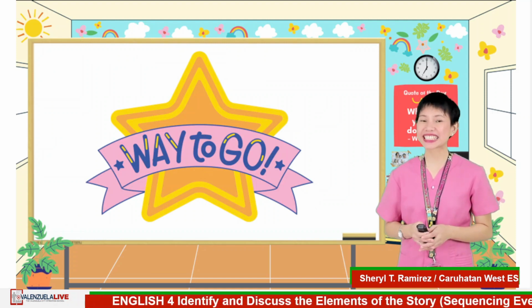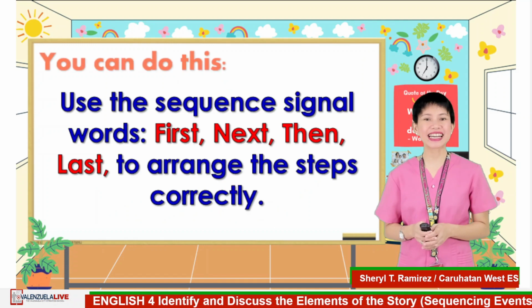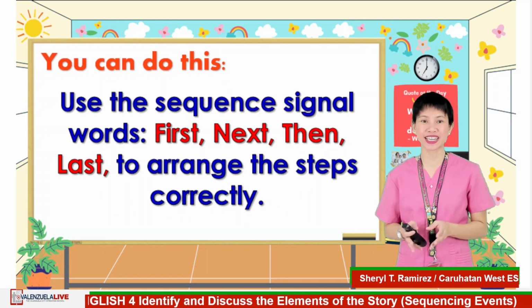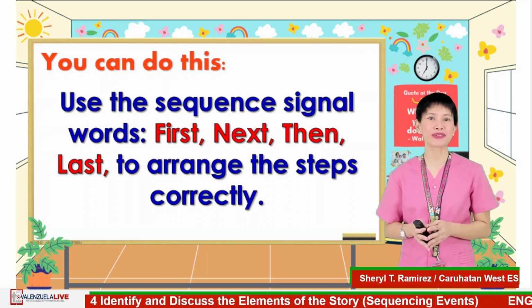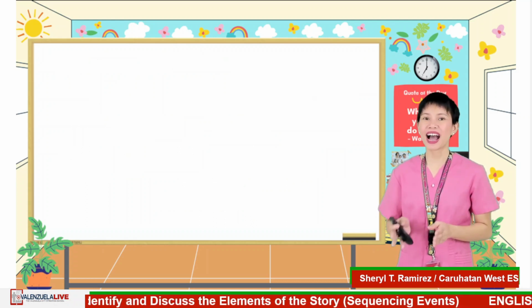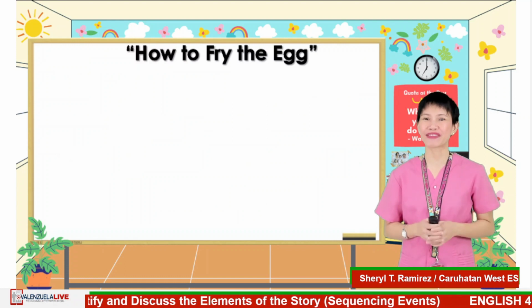For our next activity, use again the sequence signal words first, next, then, last to arrange the steps correctly. How to fry the egg, my favorite.